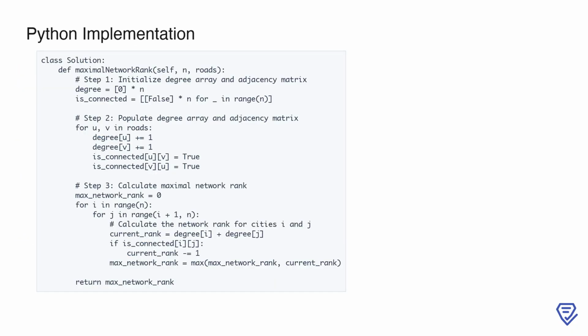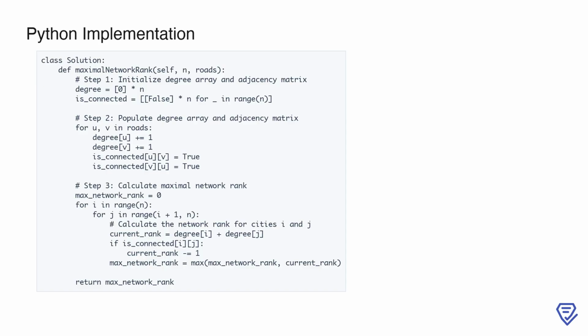This Python implementation solves the LeetCode problem maximal network rank efficiently. The function maximal network rank takes n, the number of cities, and roads, a list of directly connected roads between cities. The goal is to find the maximal network rank between any two cities.